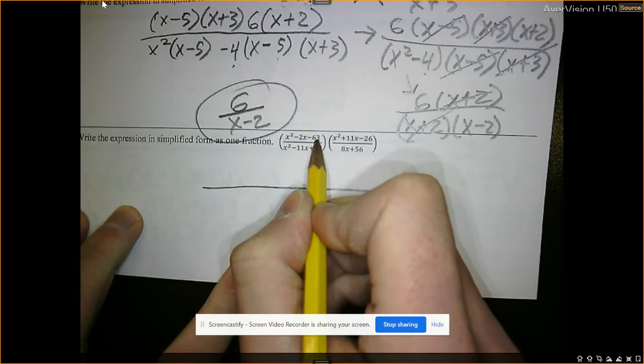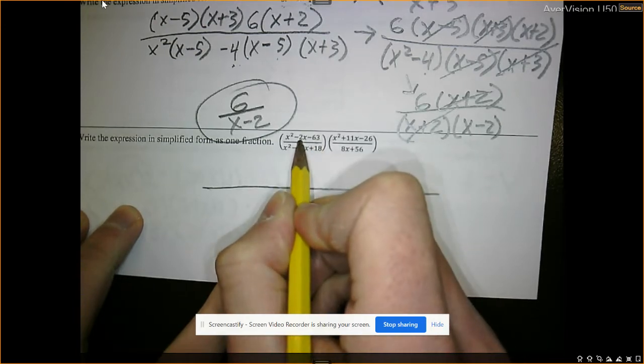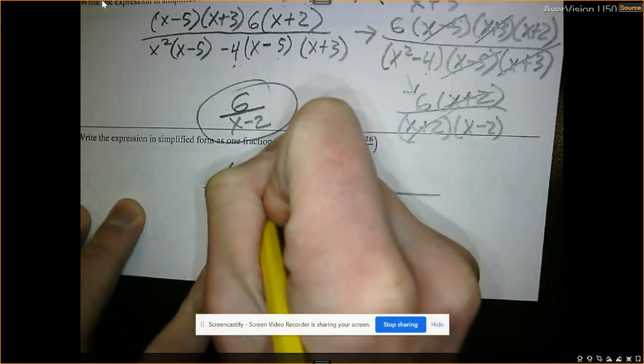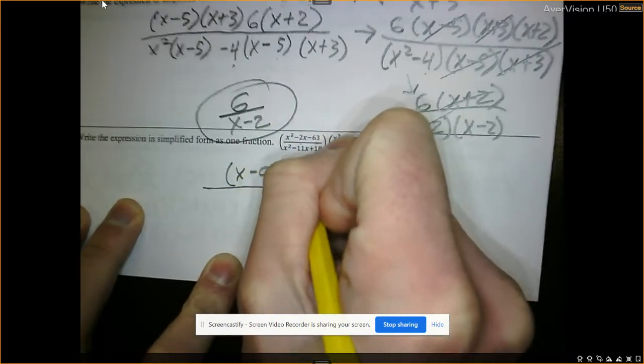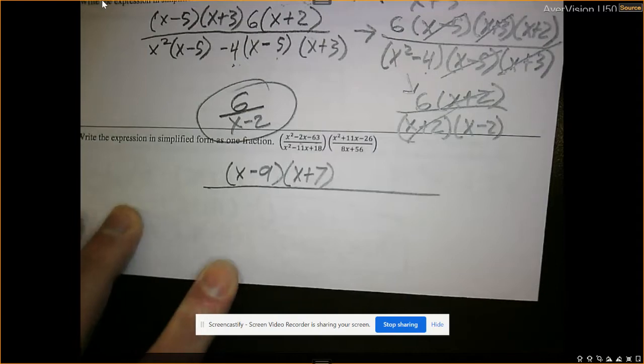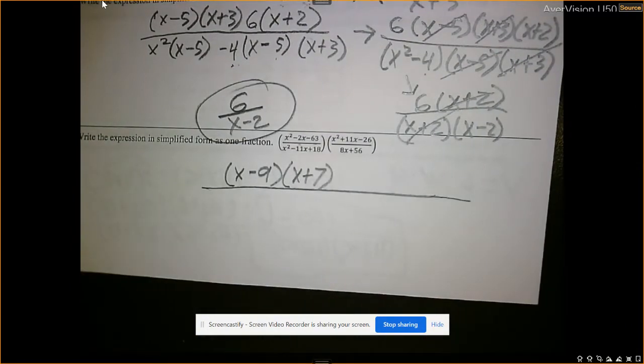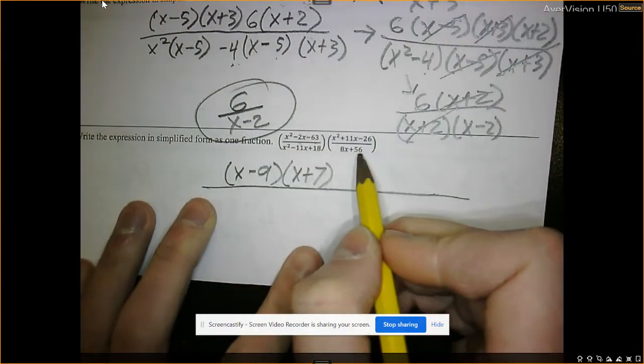Thinking of two numbers that multiply to negative 63 and add to negative 2. Should be x minus 9, x plus 7. Again, you're doing this on your own. You should be at least. Otherwise, you're just not preparing yourself for your test, and that is shame on you. Your loss. Okay, do not just watch me give you the answers.